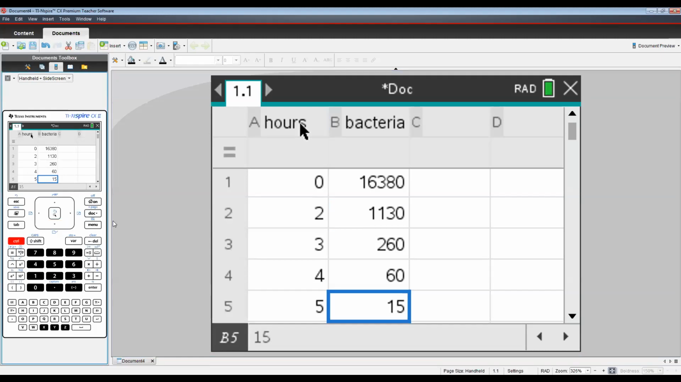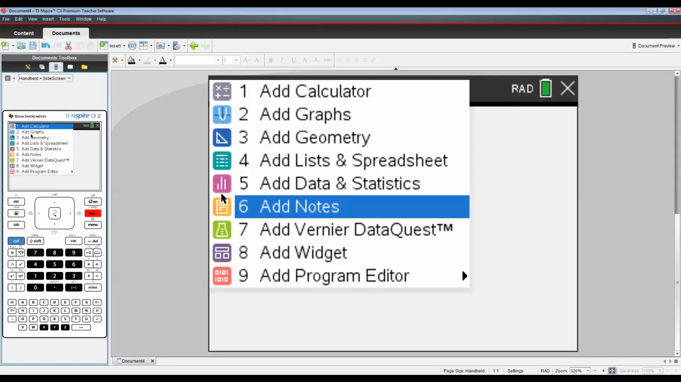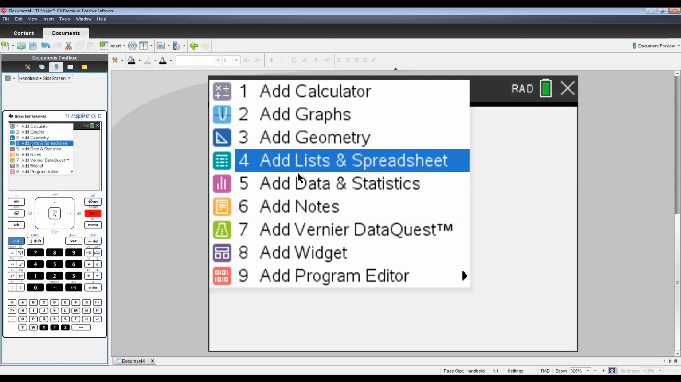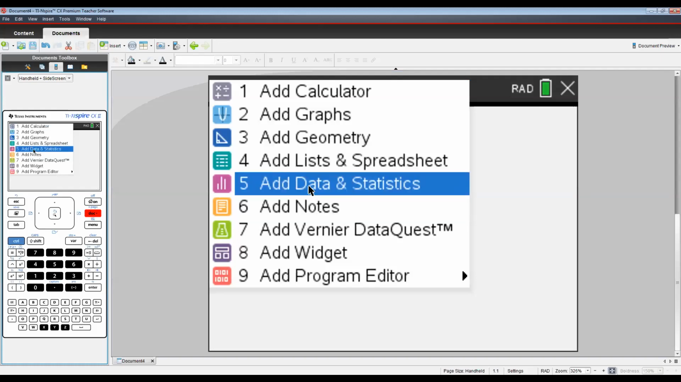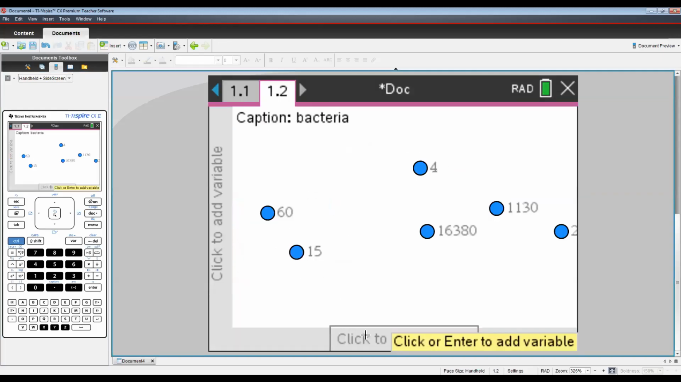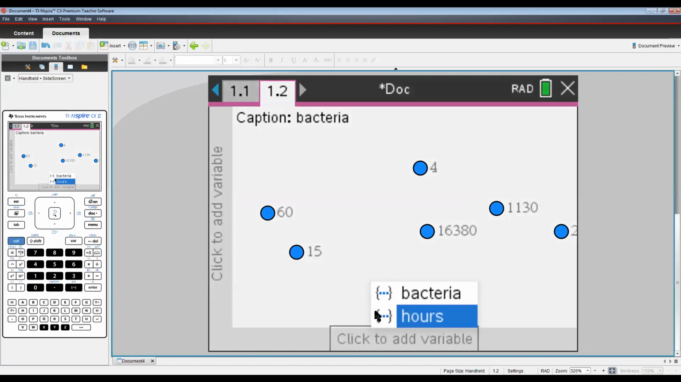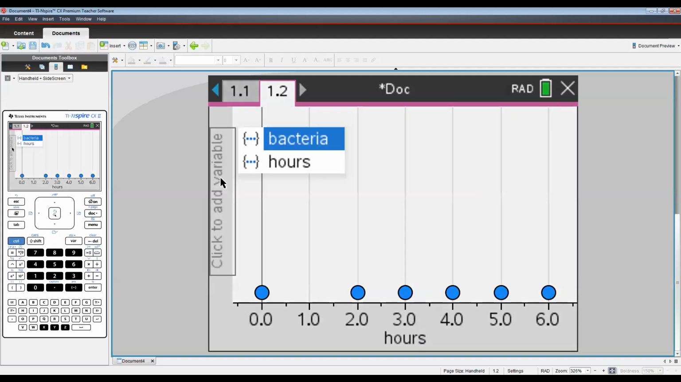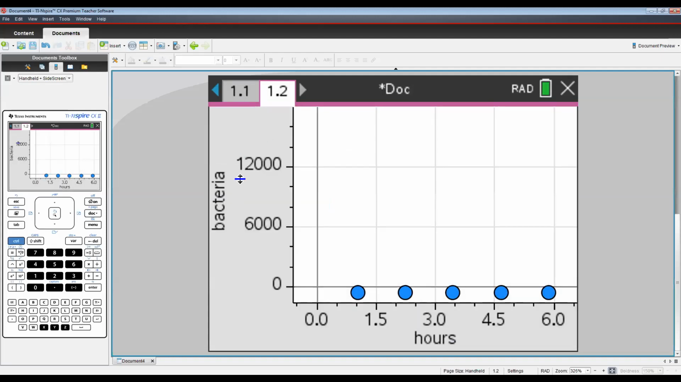So let's add a new page. And I want to visualize this data, so we're going to add a data and stats page. Right down here, this is our x value, so that's hours, our independent variable. And let's track the bacteria as time goes by. And there is our data. So using this data, write an exponential regression equation rounding all values to the nearest hundredth.